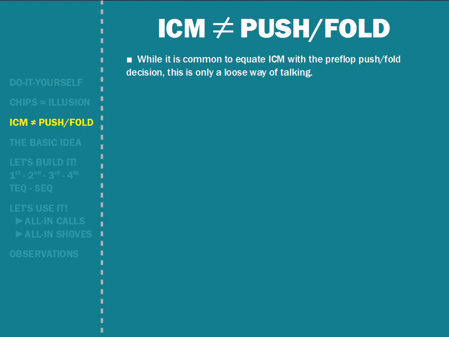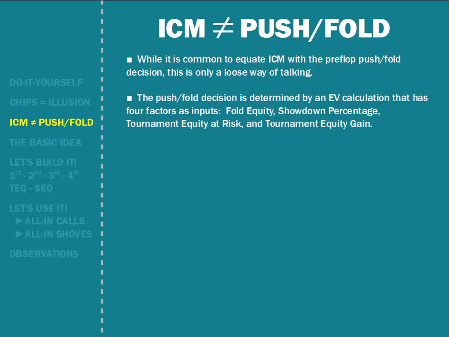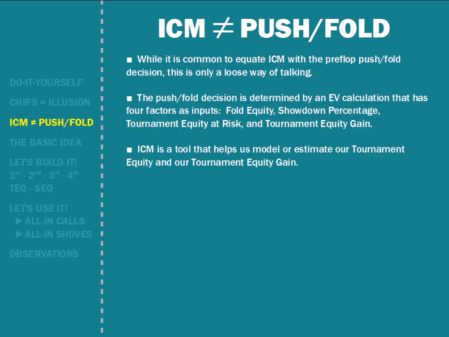You'll be in a forum, and it'll say, well, ICM says fold, or ICM says push. Well, ICM doesn't really say any such thing. The push-fold decision is determined by an EV calculation that has 4 factors as inputs, and those of you who saw my previous video are going to recognize this. Those 4 factors are basically fold equity, how often a person's going to fold to your shove, showdown percentage of your hand, tournament equity at risk, and tournament equity that you stand to gain by making the shove. And ICM is a tool that helps us model or estimate only 2 of those, which is our current tournament equity at risk, and our potential tournament equity gains.